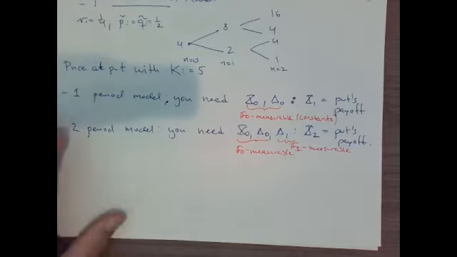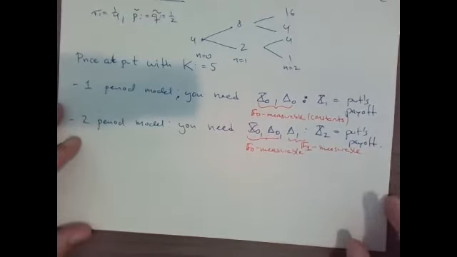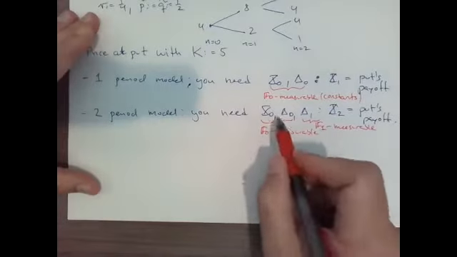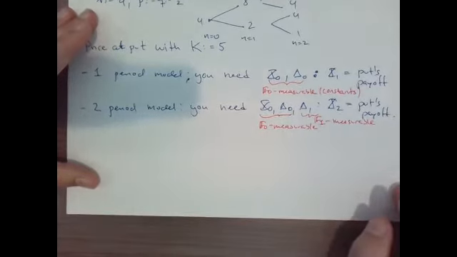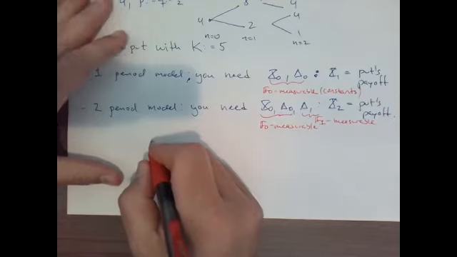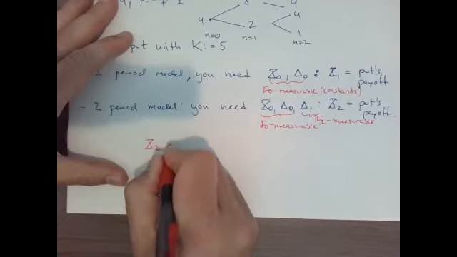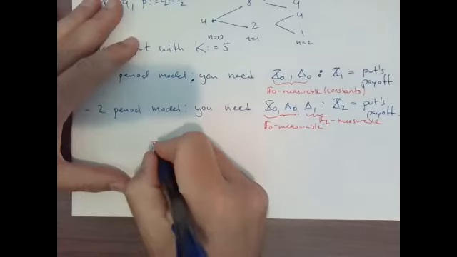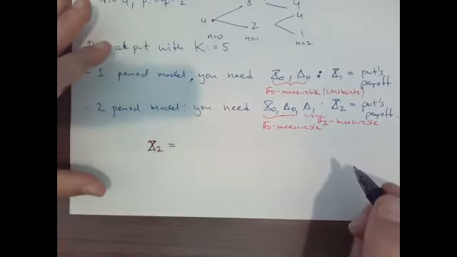Okay, so let's try to do this. So what do we have? The goal is to create these 3 quantities, 2 constants and a random variable. So we want, at time 2, your wealth to replicate.